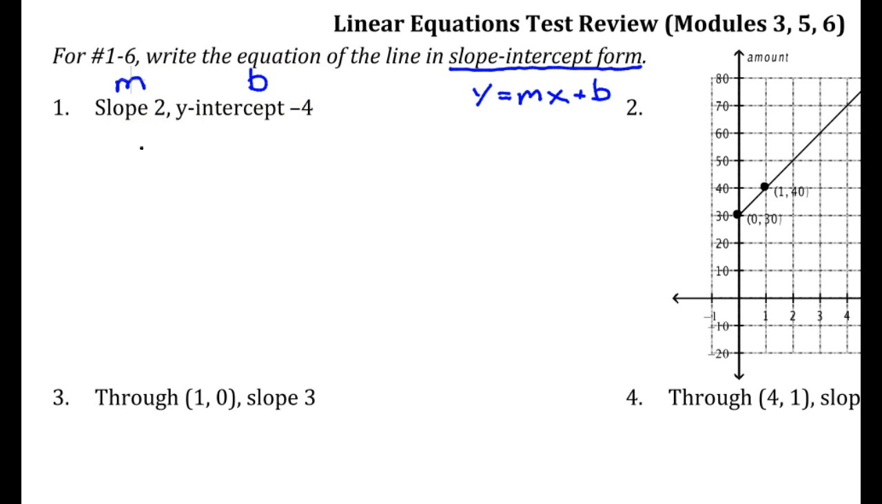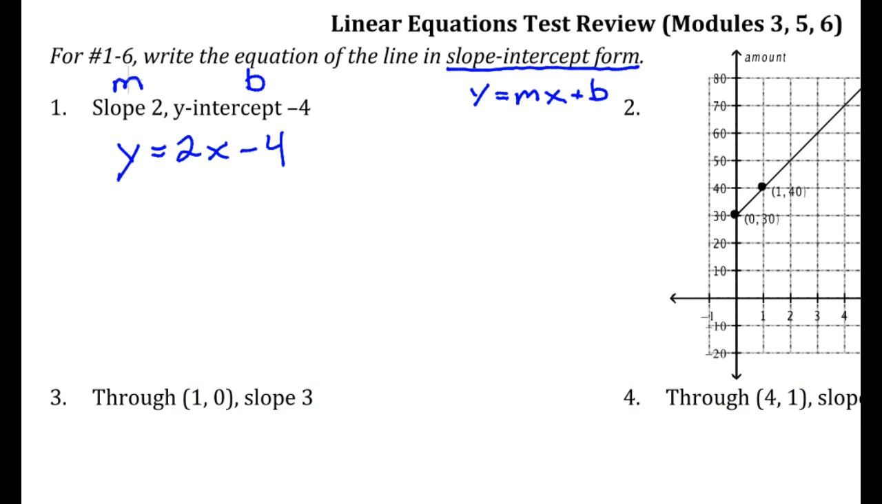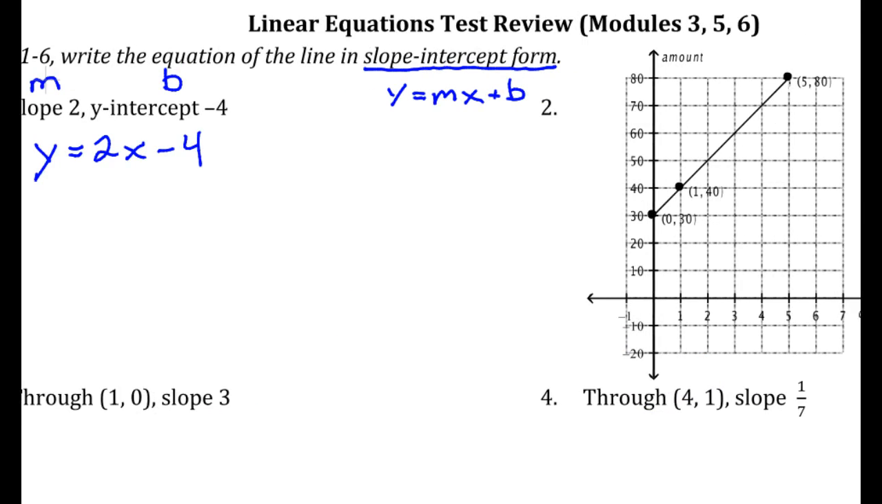This is the easiest possible question, where you just have to really just plug it into slope-intercept form. And it'll get more difficult, like on number 3, where they don't give you the y-intercept. You have to figure it out. That's the beginning.